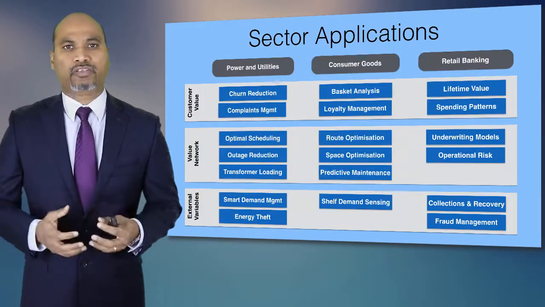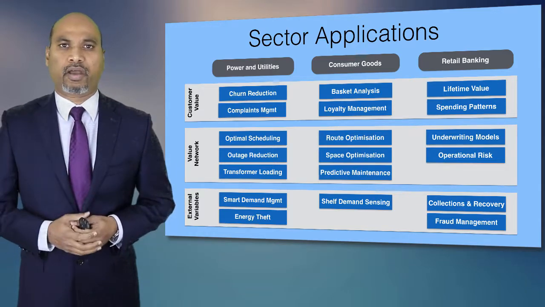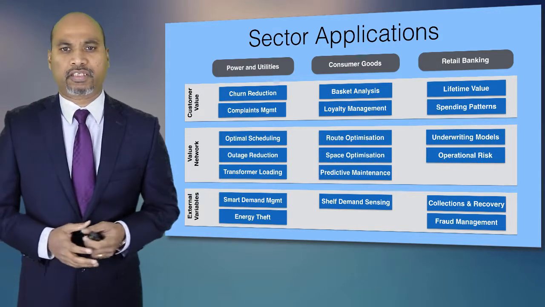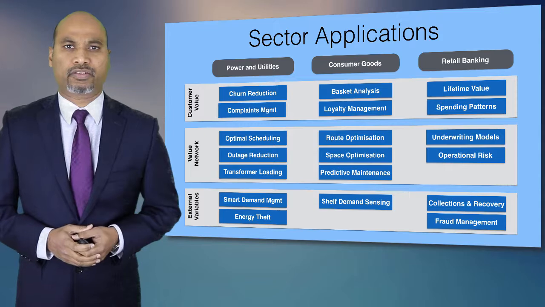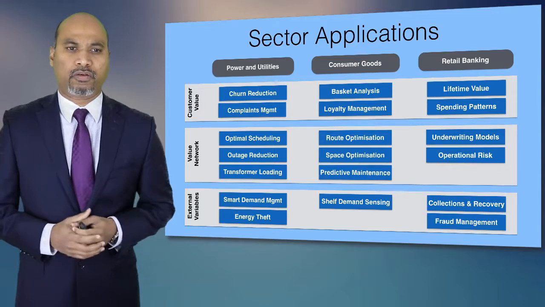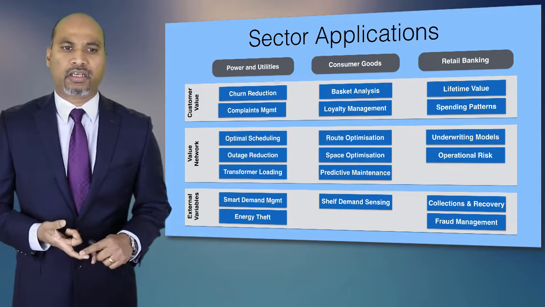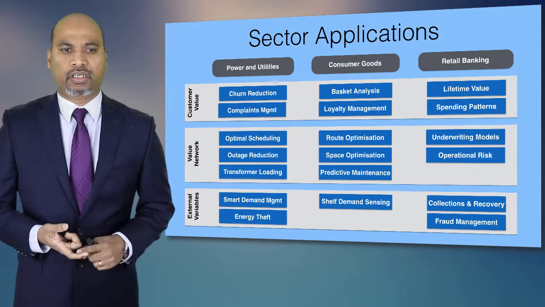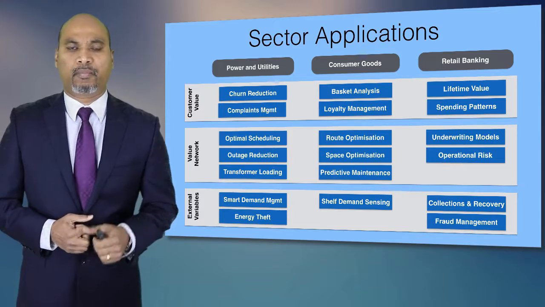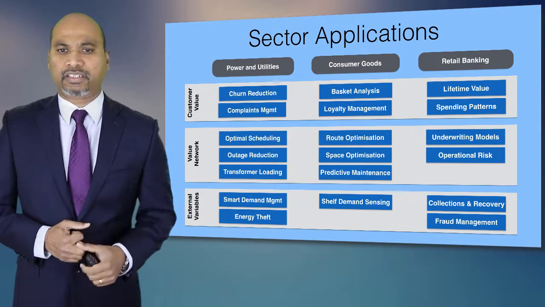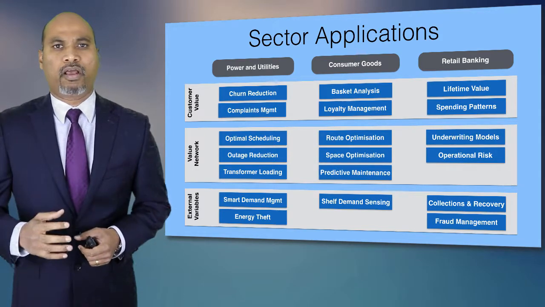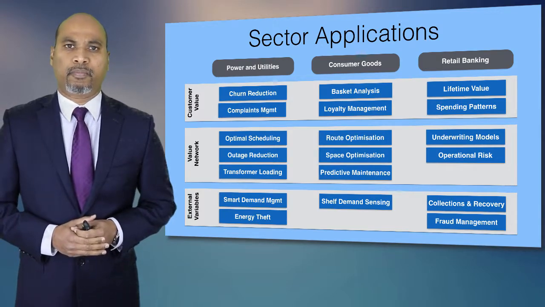So when it comes to the actual industry sector applications, how does it work? I've got on the screen 3 areas at least: power and utilities, consumer goods, and retail banking. In these 3 areas, I have shown various things that one could do as far as customer value is concerned, within the value network or the operations, as well as the external variables. So let's look at some of the examples here. Churn reduction, complaints management, basket analysis, loyalty management, spending patterns, lifetime value, etc. They're all falling under that customer value bucket.